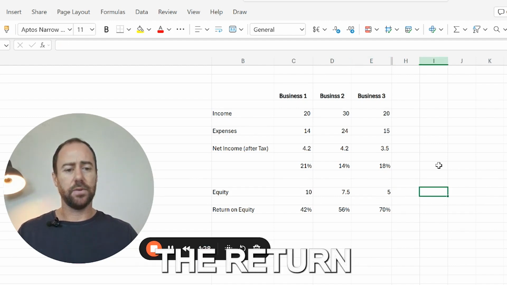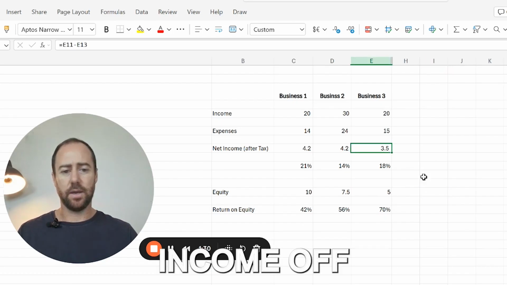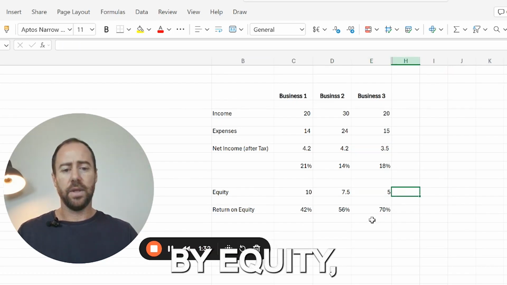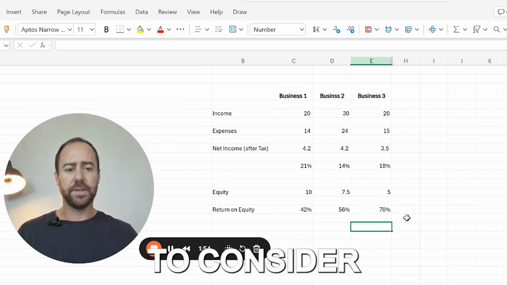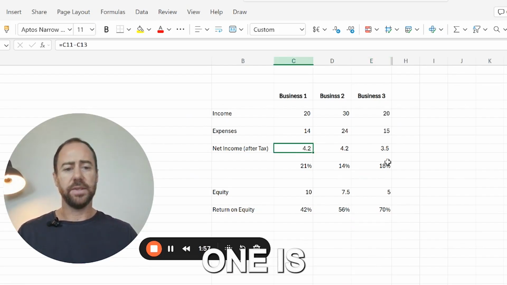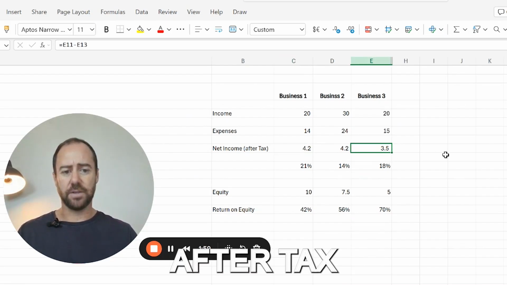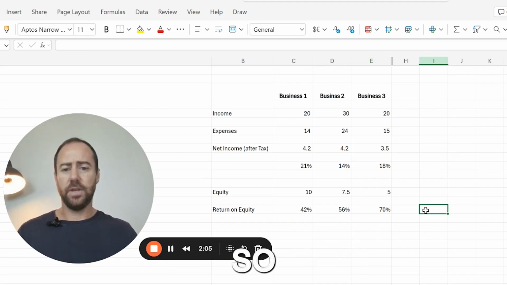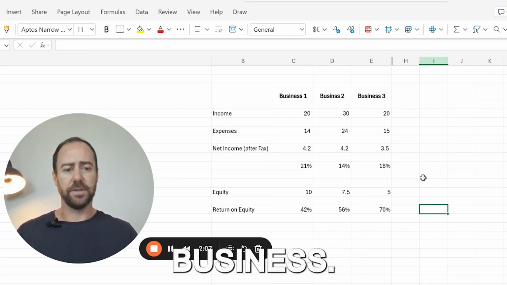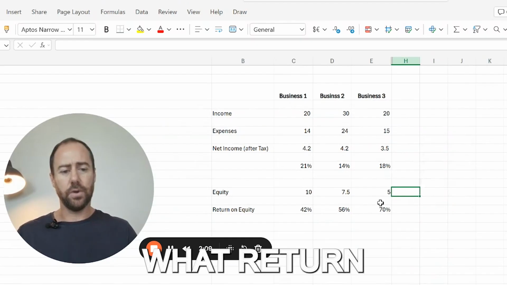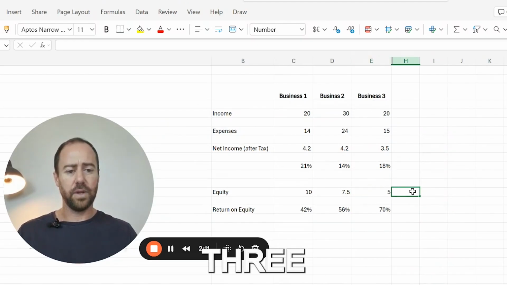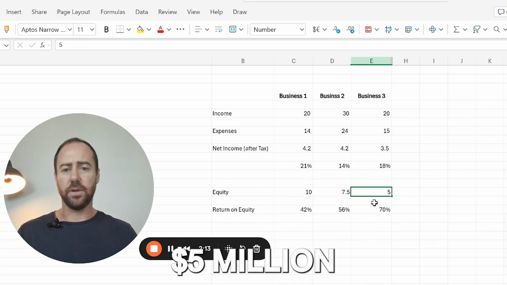So then when we calculate the return on equity, which is again, net income after tax divided by equity, it's giving a 70% return. What you need to consider here is that business 1 has still made an extra $700,000 after tax compared to business 3. So you need to think about which of these is a better business. The question becomes, what return can business 3 get on their additional $5 million that they're holding?